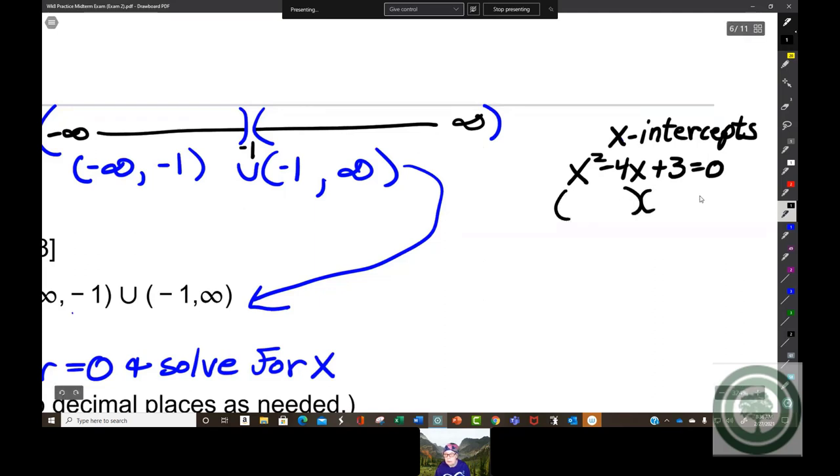Boom, boom. The positive 3 factors into negative 3 times negative 1, and negative 3 plus negative 1 equals negative 4. So this will factor into x minus 3 times x minus 1. Set each factor equal to 0, and solve for x.